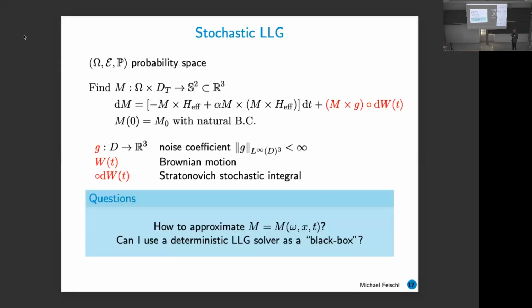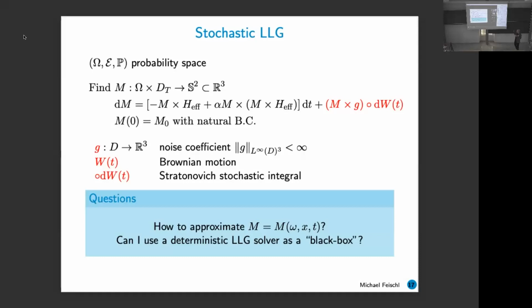And in order to simulate hard drives reliably, you want to consider the stochastic LLG equation, which is exactly the same equation as before, but we add this Stratonovich differential here, which models heat motion in the magnet. So all the atoms wiggle around a little bit, and this can actually flip magnetization. And if you talk about magnetic recording, you actually don't want that. You want your bits to stay stable. So that's why physicists are interested in this equation. W is a Brownian motion, and g is some scaling factor for the Brownian motion.